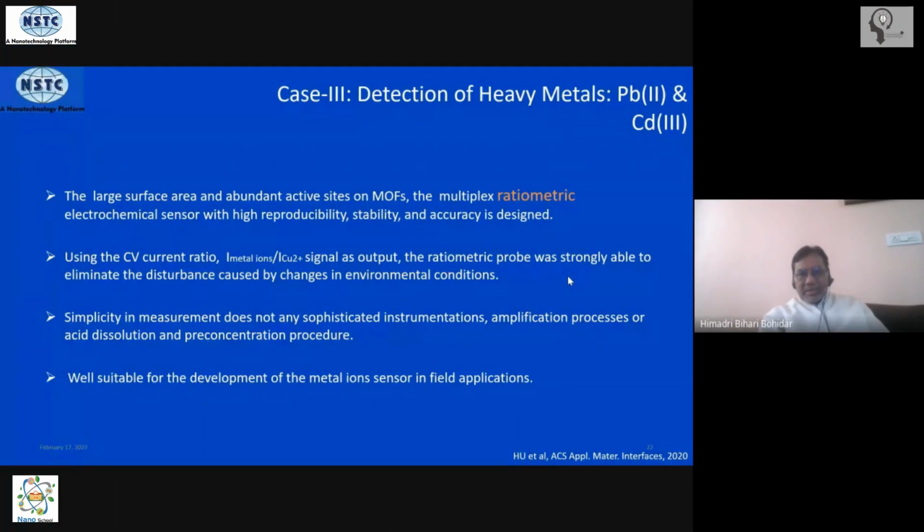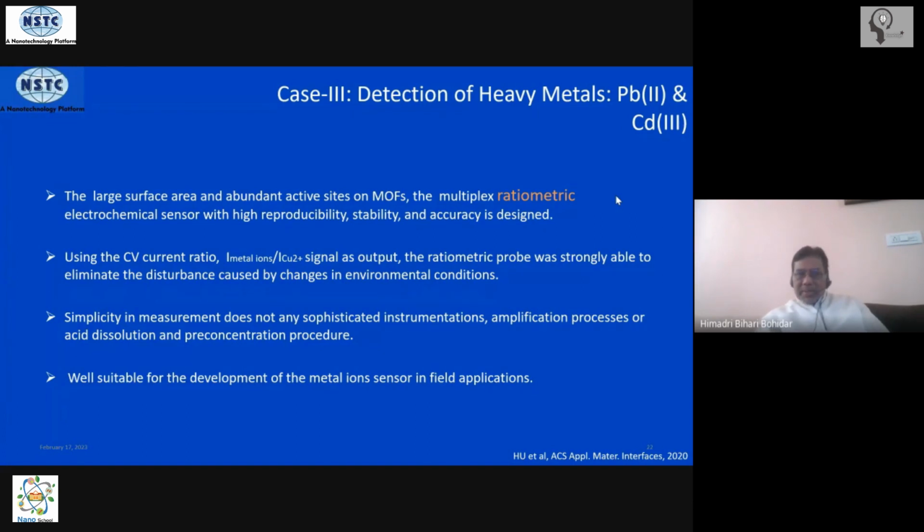Detection of heavy metals. So we have two heavy metals in our target here, cadmium 2 and lead 2. It's by mistake written cadmium 3 here, it should be Cd2. Okay, so here we are going to use yet another strategy. I'm giving you four different examples where electrochemistry is being used, but a different strategy is used each time. No two strategies are the same.